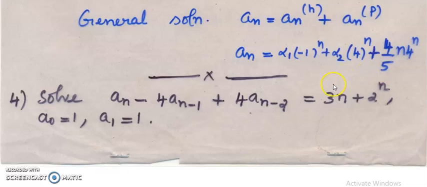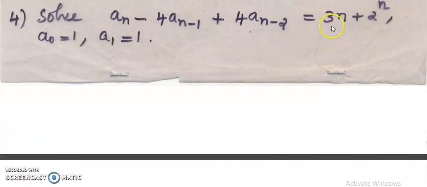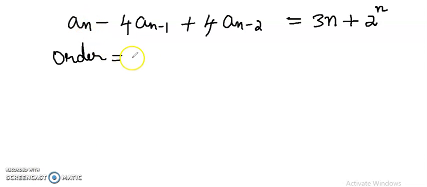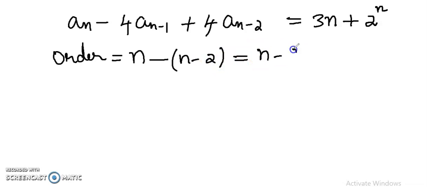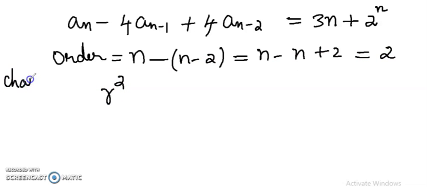We consider this equation as non-homogeneous because we have 3n plus 2 raised to n, a function of n. Now we find the order of this equation and we can write the characteristic equation using that. In this equation, the highest term is the nth term and the least term is n minus 2. So we get n minus (n minus 2), that is 2. Order is 2. So when our order is 2, we have to start with r square, right?